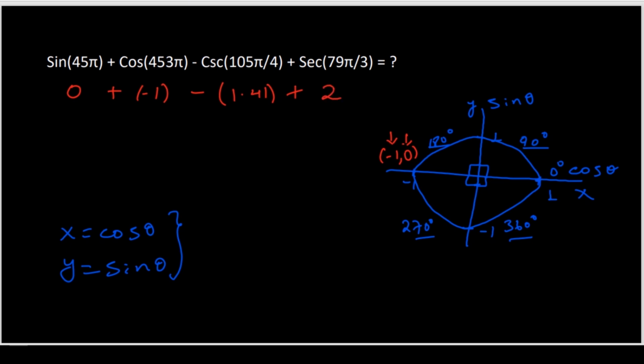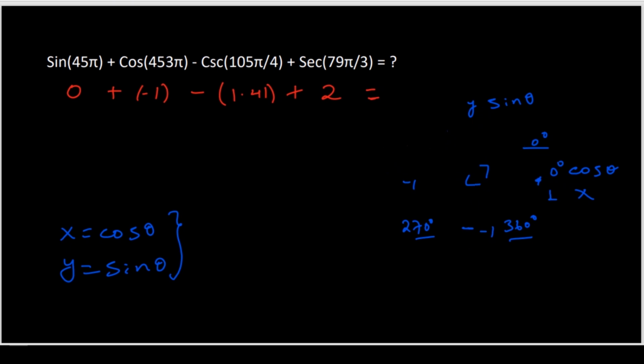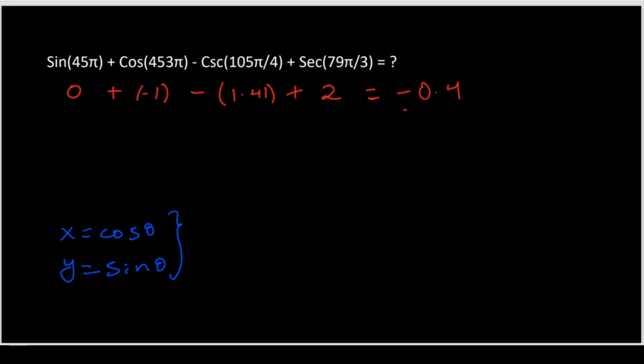Now simply what we have to do is substitute the values into our calculator and then find the answer. Let me finish it up for you guys. Let me clean up some space here. So this will equal, when we substitute it in our calculator, -1 minus 1.4 plus 2, which is equal to -0.4. That is going to be our final answer.